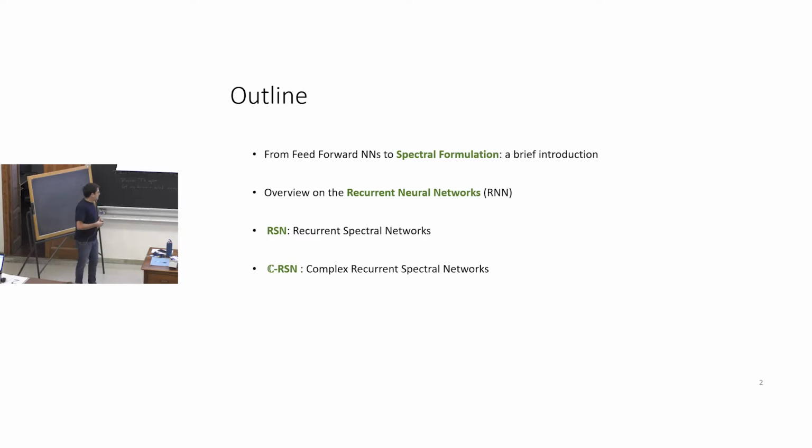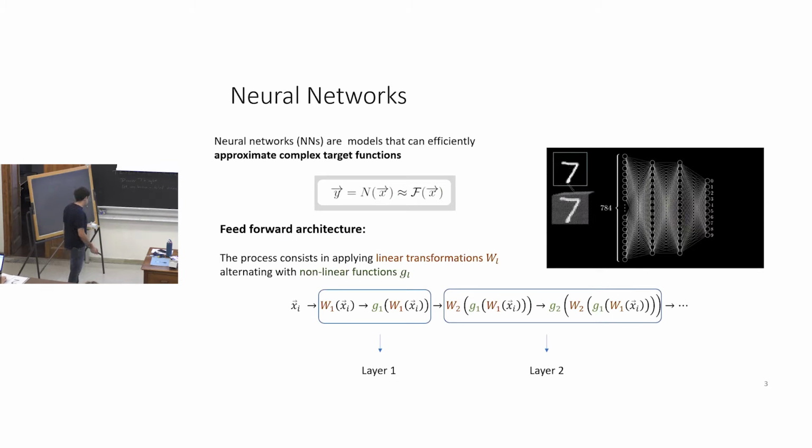Then I will make an overview of the recurrent neural networks, which is the architecture we faced in this work. And then I will finally introduce our model called recurrent spectral network and a new version of this model that is called complex recurrent spectral network, on which we are working right now. So this last part is essentially preliminary results. Okay, so let's start with the brief introduction.